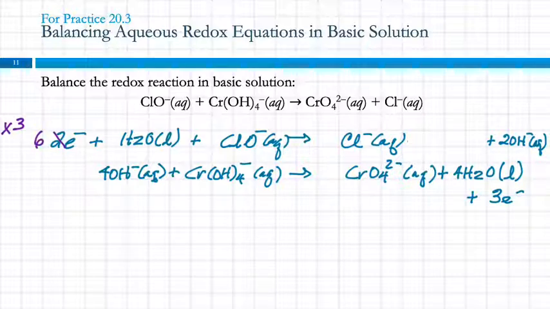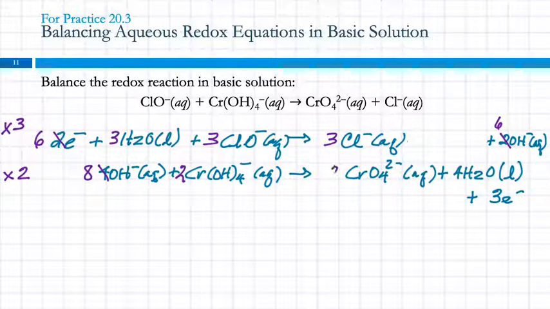So 6, 3, 3, 3, and that becomes 6. And the bottom one I have to multiply by 2. So the 4 becomes an 8. There's a 2 in there. And a 2. And an 8. And a 6.